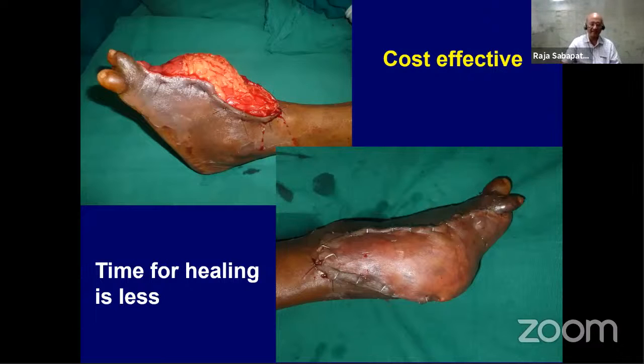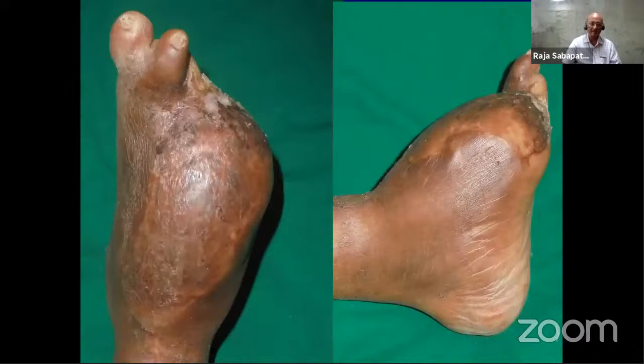And the time for healing is much, much lesser. Once you debride well, and then you put in a flap, and it heals, God willing, it heals, and then it remains healed because it brings in new blood supply. It brings in new blood supply to the base, and provided, I think this could be the long-lasting solution for this.